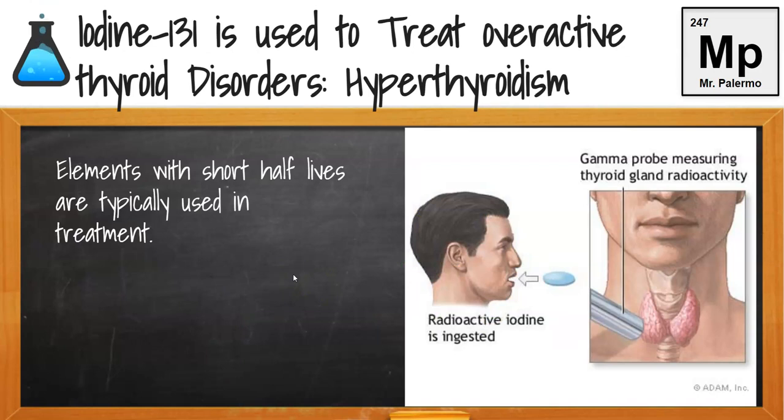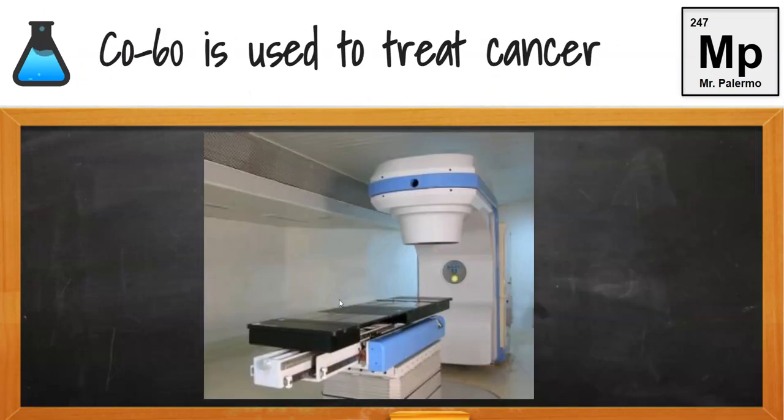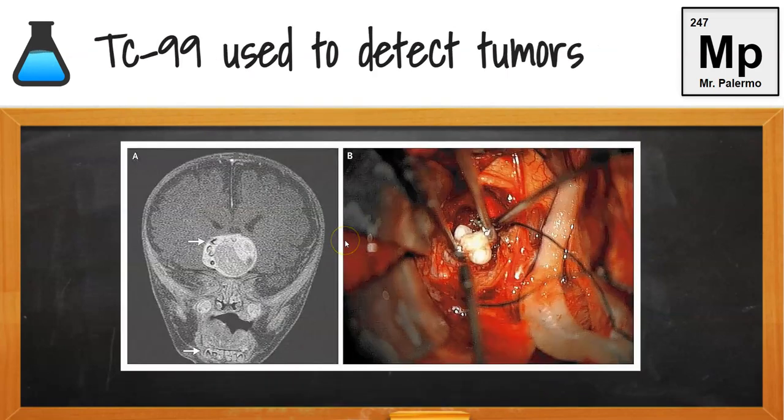Iodine-131 is used to treat overactive thyroid disorders such as hyperthyroidism. Typically, when we are using some sort of radioactive substance in the body, we want to make sure that it has a very short half-life. This way it decays fast enough that it gets out of the body rather quickly. For iodine-131, the half-life is just over 8 days. Some other uses of radioactivity: cobalt-60 is used to treat cancer, and Tc-99 is used to detect tumors.